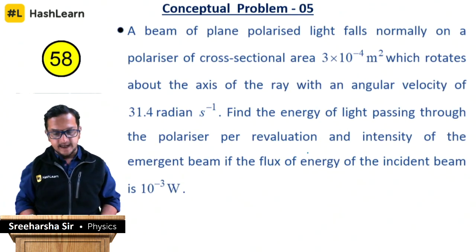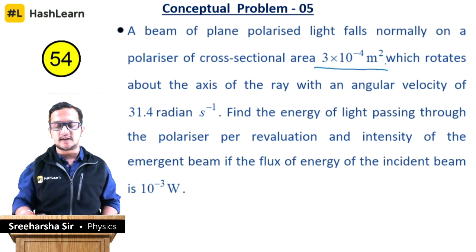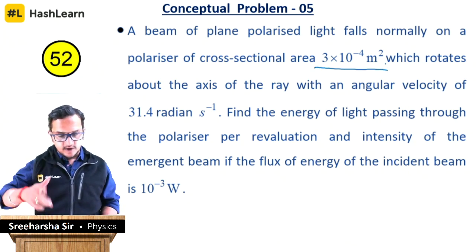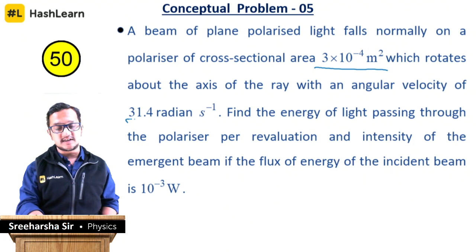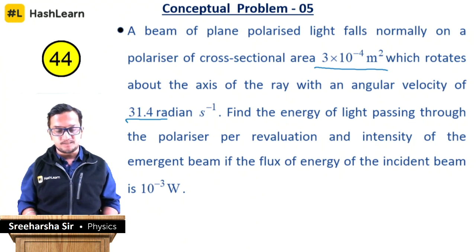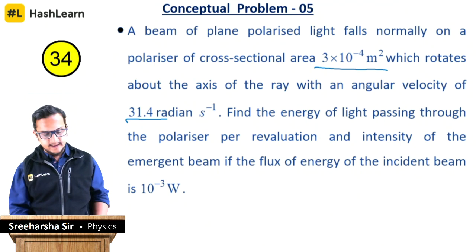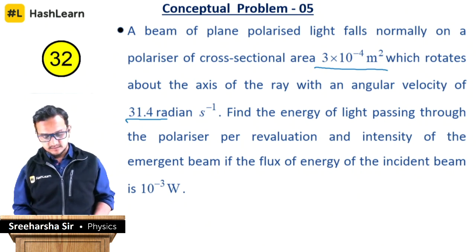A beam of plane polarized light falls normally on a polarizer of cross-sectional area 3 into 10 power minus 4, which rotates about the axis with an angular velocity of 31.4. Find the energy of light passing through the polarizer per revolution and the intensity of the emergent beam, if the flux of energy of the incident beam is 10 power minus 3. Very nice problem.